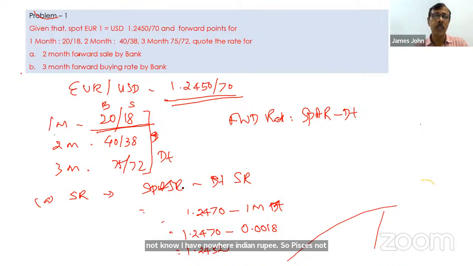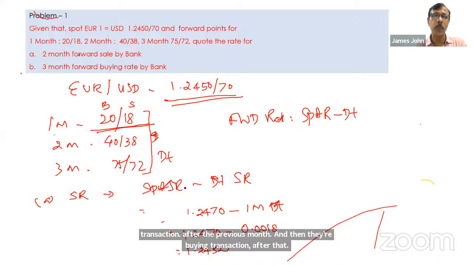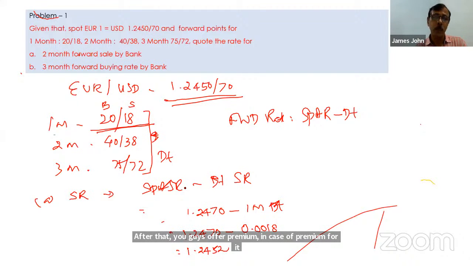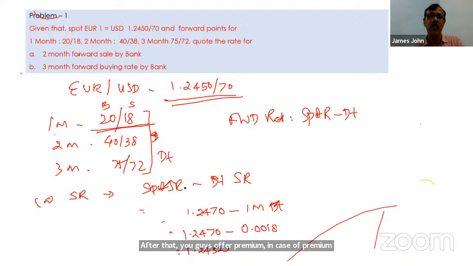And another point is, when the currency is at a discount, you have to pass on the discount in the selling transaction up to the previous month, and in a buying transaction up to that month. In case of premium, for a buying transaction up to the previous month, and for a selling transaction up to that month.